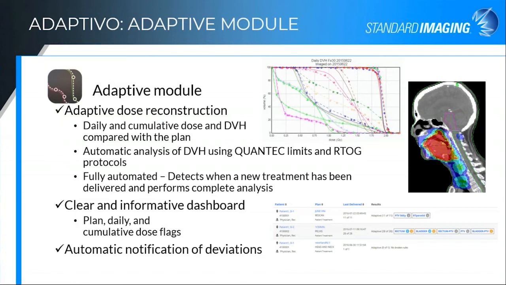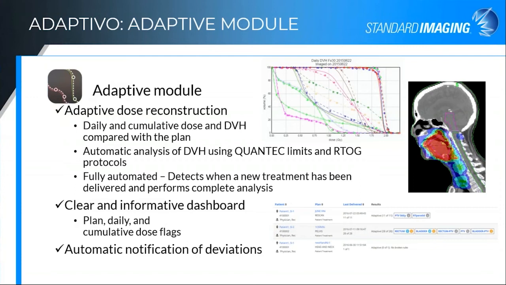All of these analyses are automated based on those Quantec and RTOG limits, or protocols, that we've put into Adaptivo, or yours that you have entered, based on those DVH curves. And as with the other modules, of course, we detect when a new delivery has been given, pull in all of the requisite information, do the calculation, and then the results appear on your dashboard, or you get notified if there's something out of tolerance. We are presenting a very clear and informative dashboard. You can see a little bit of an example here on the right.